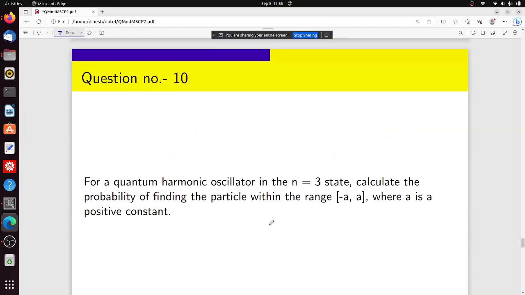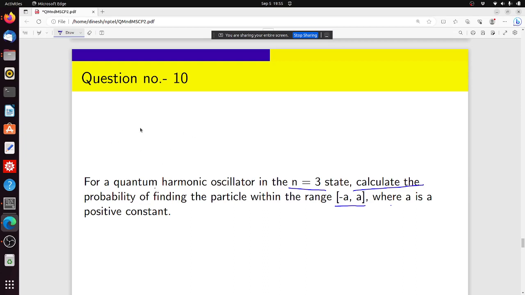Coming to question number 10. Okay, for a quantum harmonic oscillator in n equal to 3 state, calculate the probability of finding the particle within the range minus a to a, where a is a positive constant. Okay, so I am assuming we already studied quantum harmonic oscillator.